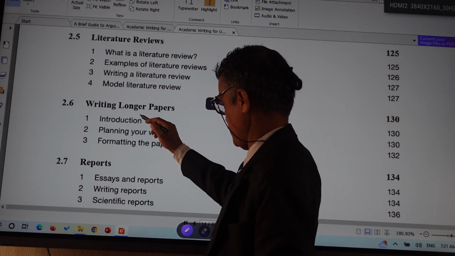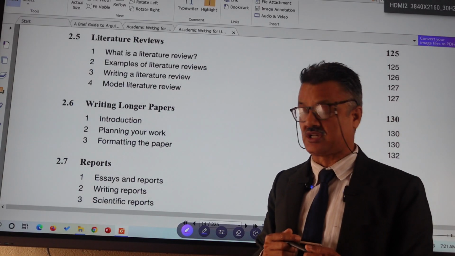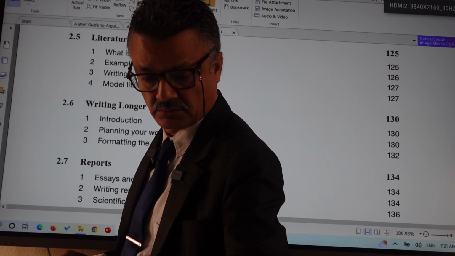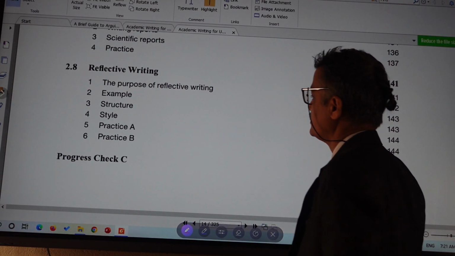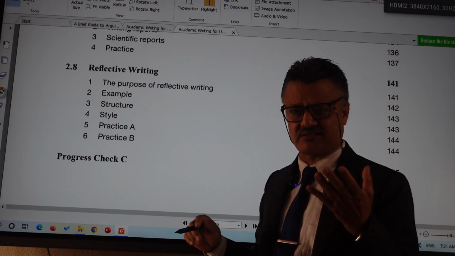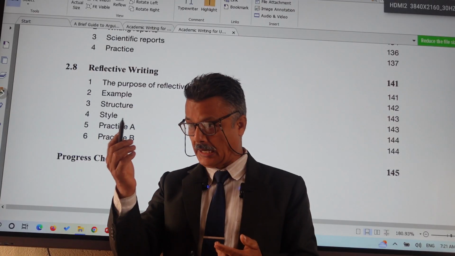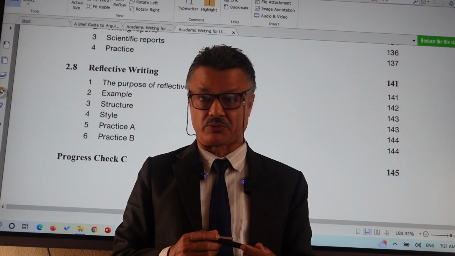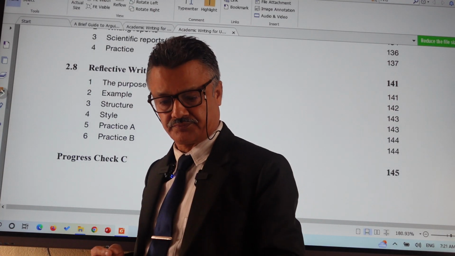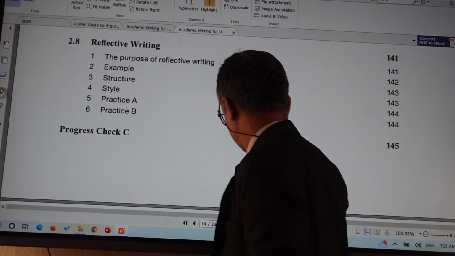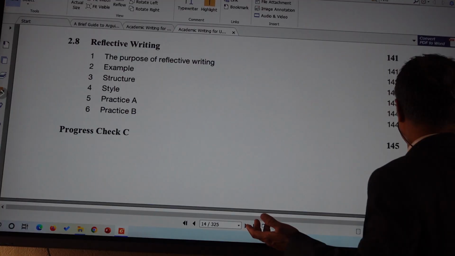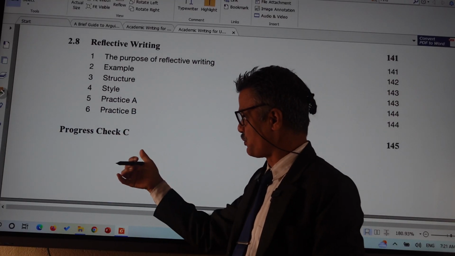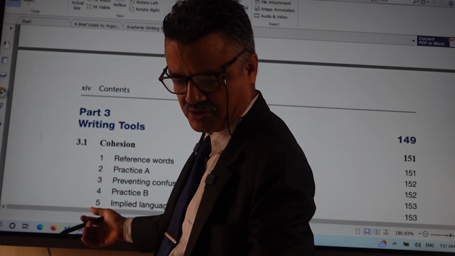Okay, then we have longer papers, as I said. When you go to the 7th semester, you will write longer papers, right? You will write reports. You will write reflective writings, right? Diaries are mostly reflective writings. The story Dawn and 1982 by Phil Knight in chapter 1 is reflective writing, right? Again, the progress check. Look, Stephen Bailey gives you a practical book, and then you follow the book and go on following, do the exercises, and there is a progress check. Progress check A, B, now C.